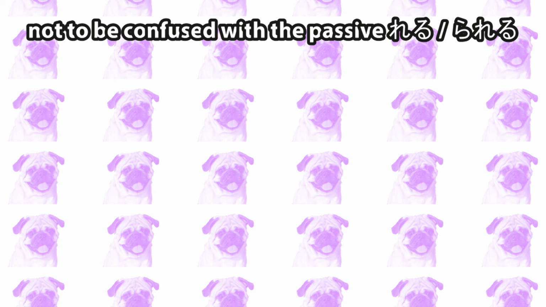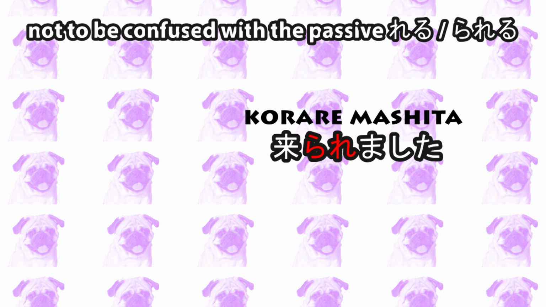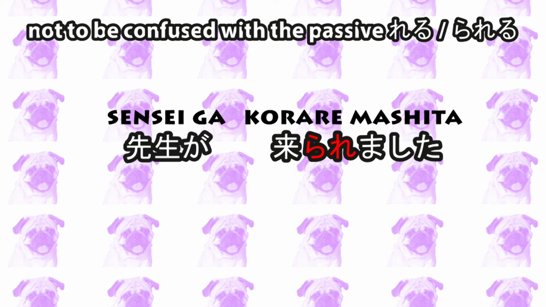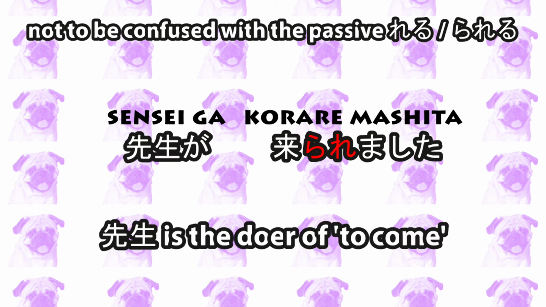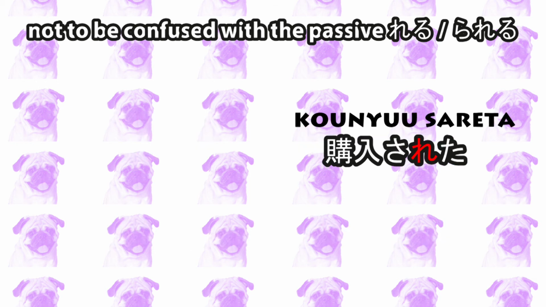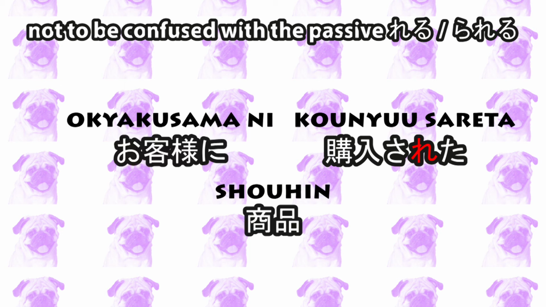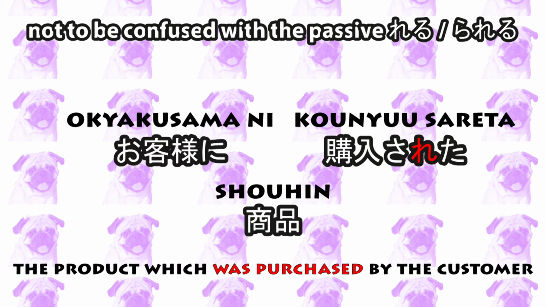Be careful not to confuse this with the passive れる or られる. In the first example, 来られました cannot be interpreted in the passive sense because this action is performed by sensei, and if this were passive, sensei would be affected by this action rather than doing the action. Similarly, in the second example, 購入された cannot be interpreted passively. If you want to turn this into a passive phrase, you need to say お客様に購入された商品, or the product which was purchased by the customer. Using the particle に as stated above, this particle usually indicates the doer of the action in a passive sentence.